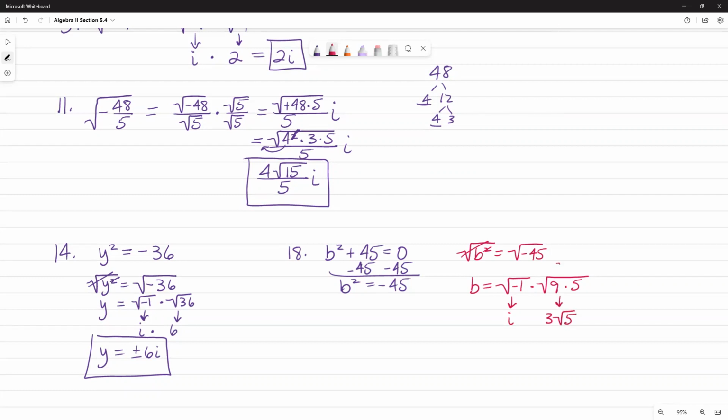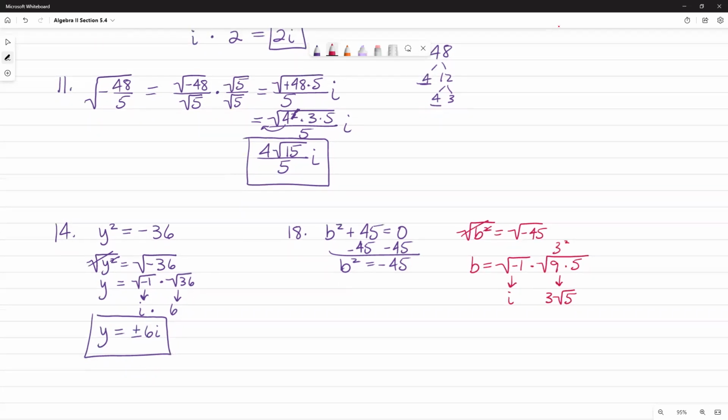Since 9 is 3 squared, I can pull out a 3. And when I combine this, it's a little bit different. So I have my plus or minus. I'm going to put the i with the 3, and then the square root of 5 after it. It's just kind of a form thing. Keep the i with the constant, unless it's a fraction. If you have a fraction like we did in number 11, you just keep the i on the outside of the fraction.